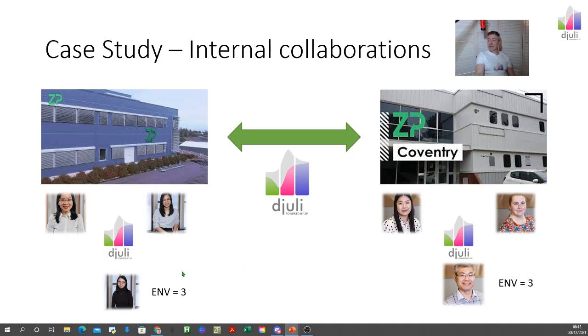But what this means is that if I take a small group of scientists in one country with an ENV value of 3, and I take another small group of scientists with an inherent experimental network value of 3, and I coordinate them through djuli again, I actually have an ENV which is 15. So the point is that the sum of the 2 halves is greater than the sum of them individually. It's not an ENV value of 6, it's actually an ENV value of 15. So that's more than twice the individual ENV values.